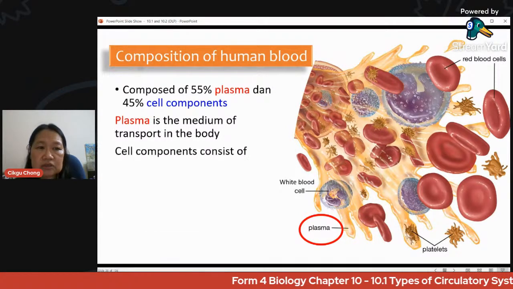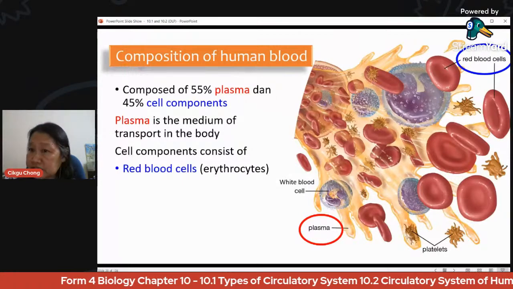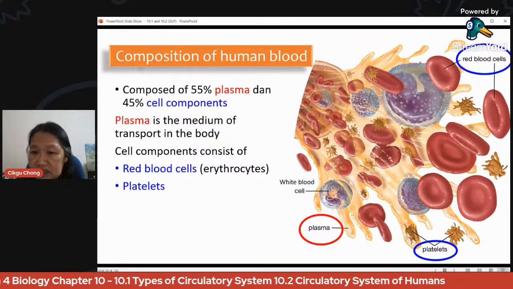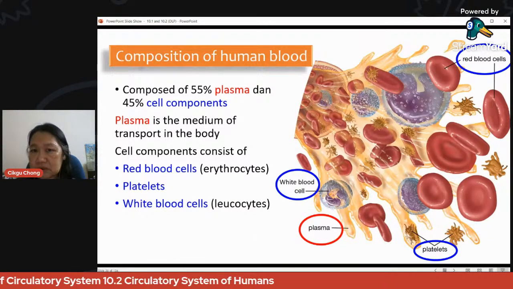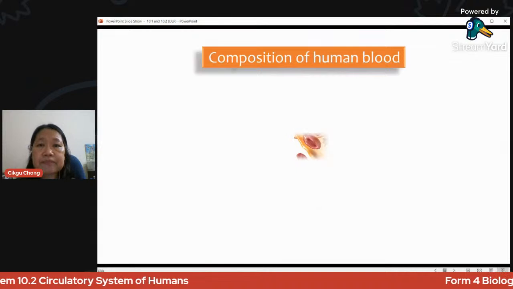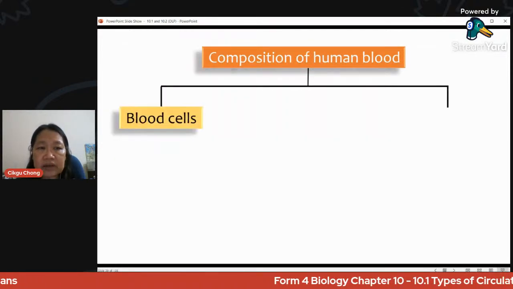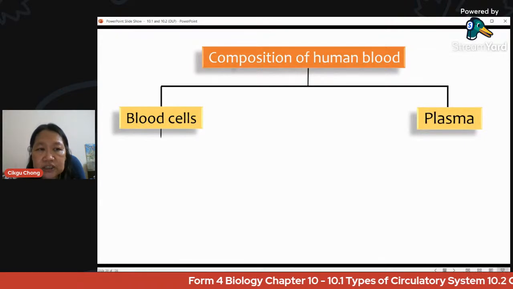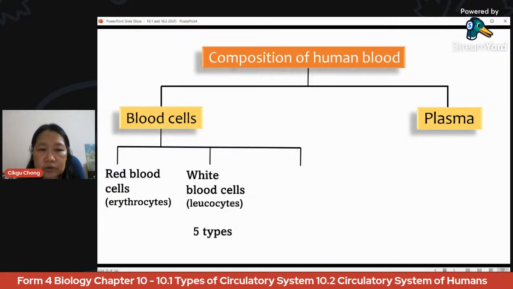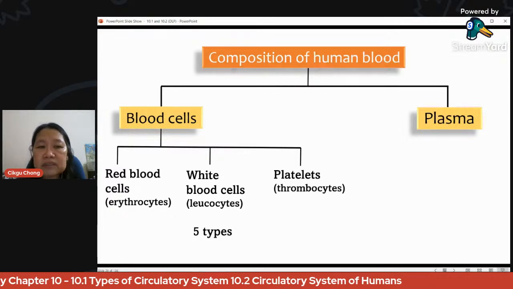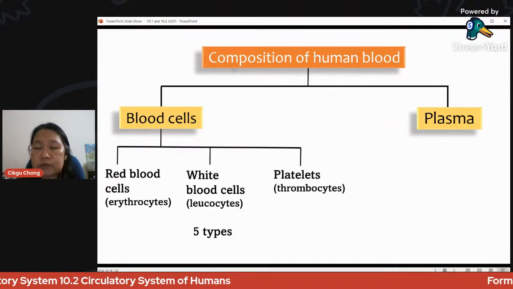You have cells, three types of cells here. Red blood cells, also known as erythrocytes. Then platelets, and next one is a white blood cell called leukocyte. So these are the components of human blood. And then how do you get this human blood? This is a graphic organization. Blood cells, you have three types, just to show you very quickly. And white blood cells, we have five types. We have to look at the differences afterwards.